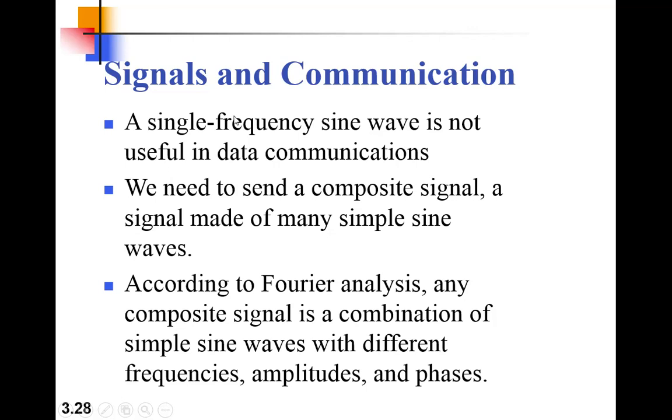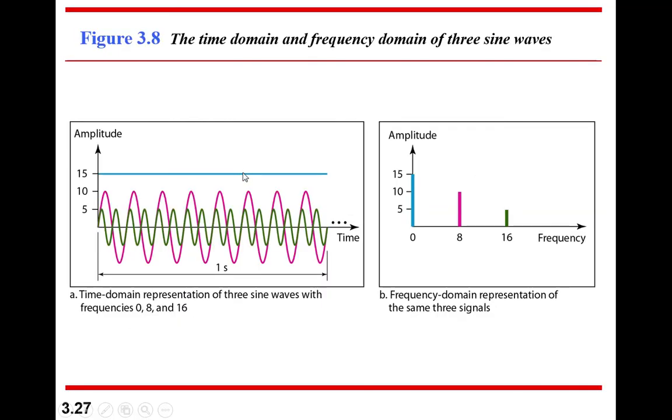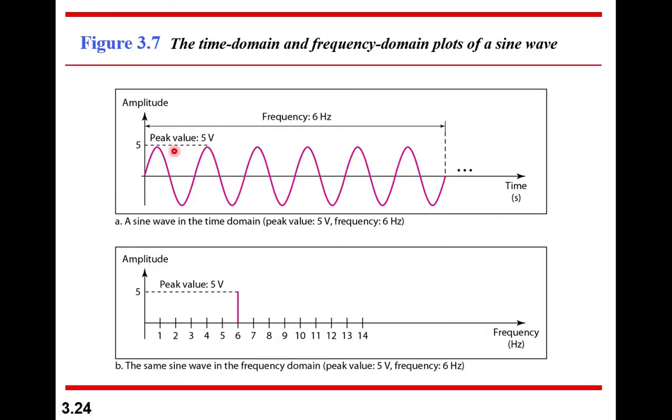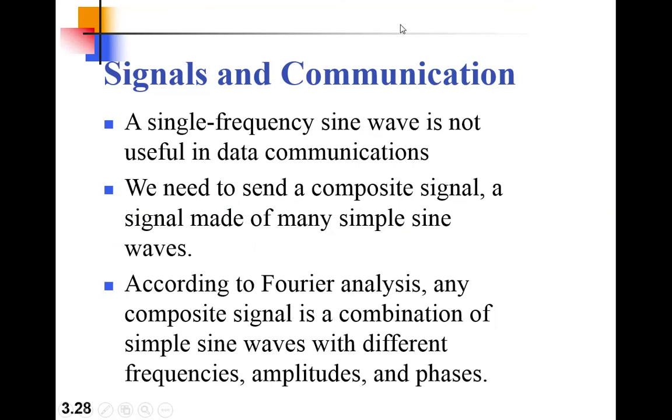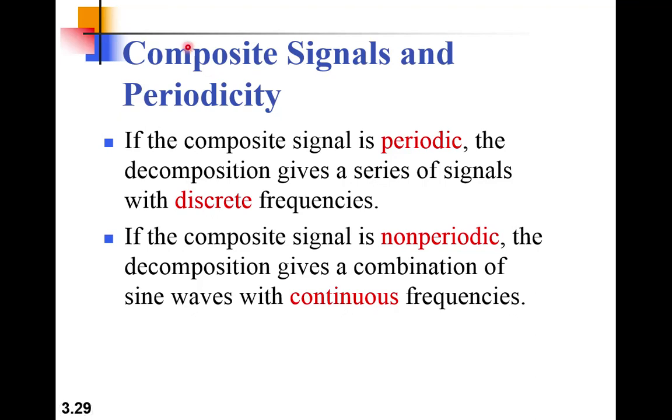So, signals and communication. A single frequency sine wave is not useful in data communication. Up to now we have discussed what is called a single frequency. The simple or single frequency sine wave is not useful in data communication. We need to send a composite signal, a signal that is made of many simple sine waves. According to Fourier's analysis, any composite signal is a combination of simple sine waves with different frequencies, amplitudes, and phases. So in data communication, we basically use composite signals.